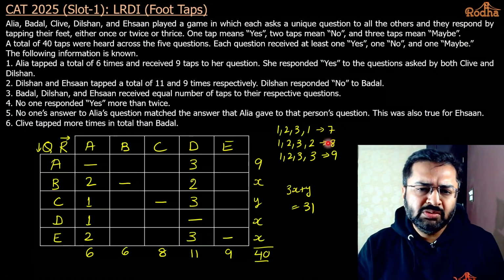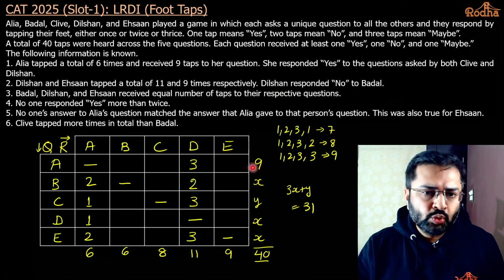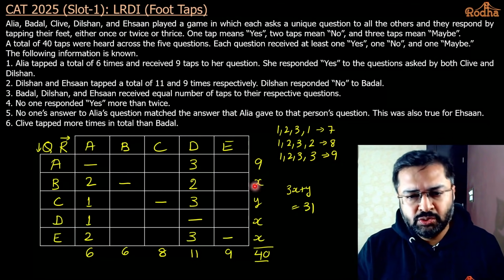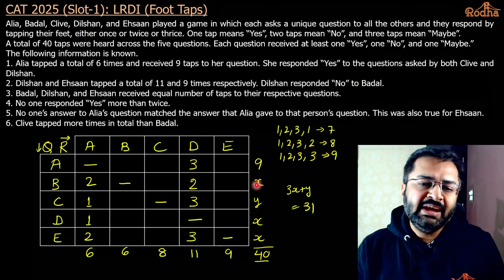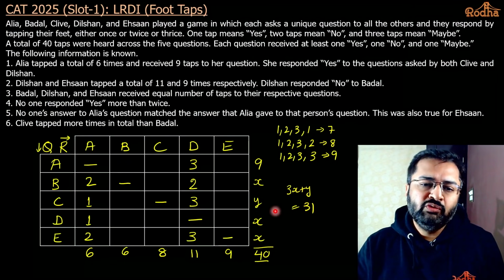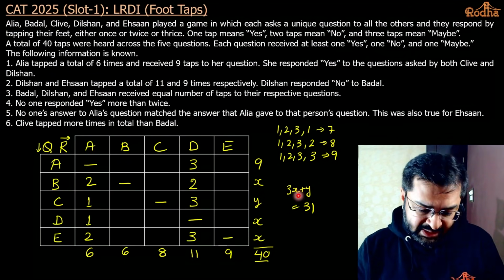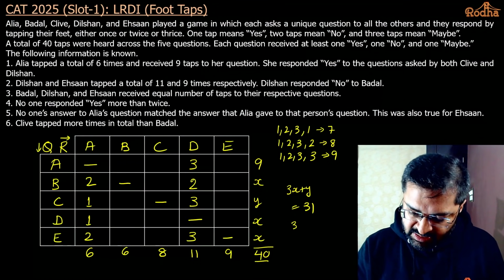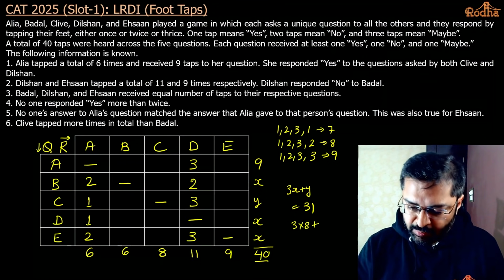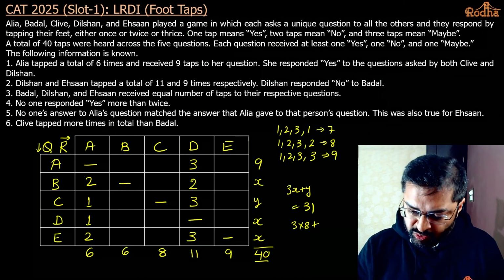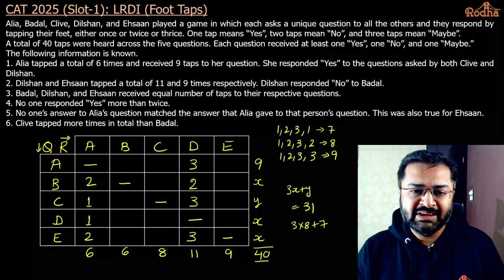The only 3 possibilities for these row-wise sums would be 7, 8, 9, as I already showed. If I put x as 9, 9 into 3, 27. Y would become 4. Is that possible? No. The only possibility is that x would be 8. So it would be like that: 3 into 8 plus this would be 7. This becomes 31. That's the only possibility.